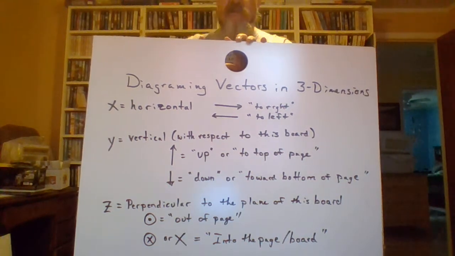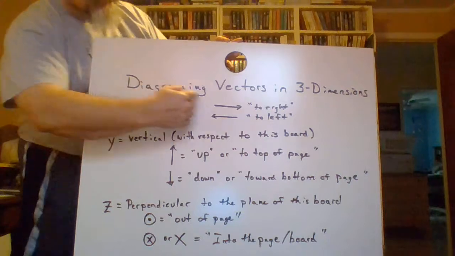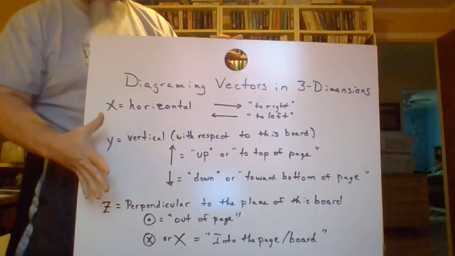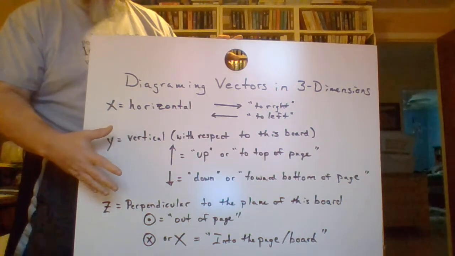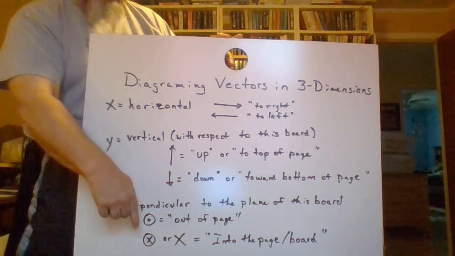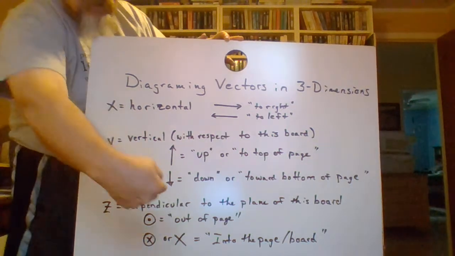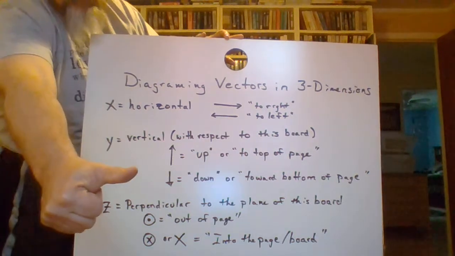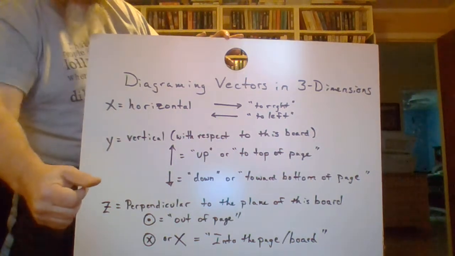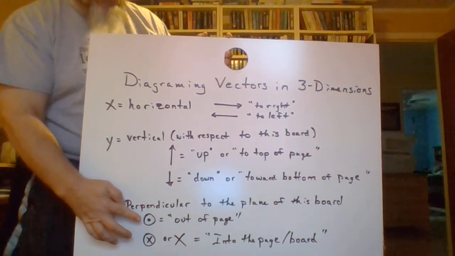And so this is another situation where I need to have an X direction, okay? So that's left and right. I need to have a Y direction for our purposes. Y is always going to be defined as toward the top of the page or up, and down toward the bottom of the page. And then our Z direction is going to be into or out of the board, into or out of the page. Okay? So, what we use to symbolize out of is a circled dot.